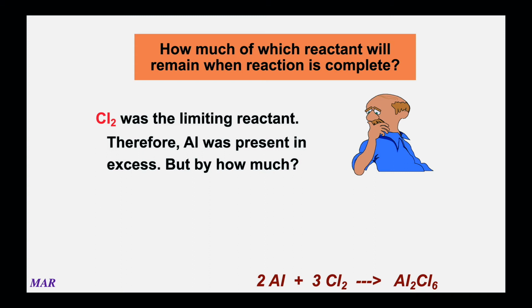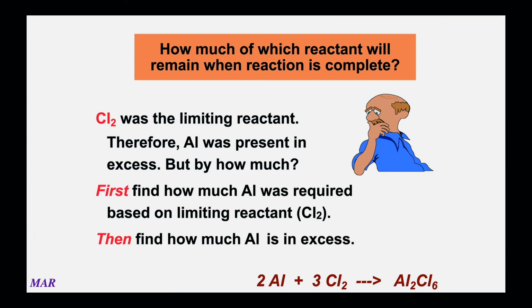Now, again, there might be chemical reasons why you're adding a little extra. We'll talk about that in Chem 223. But for right now, this is a powerful tool in the arsenal of things that a chemist can do. To do this, you have to first of all find out how much aluminum was required based on the limiting reactant. Remember, limiting reactant controls everything. So in this case, chlorine is the limiting reactant.